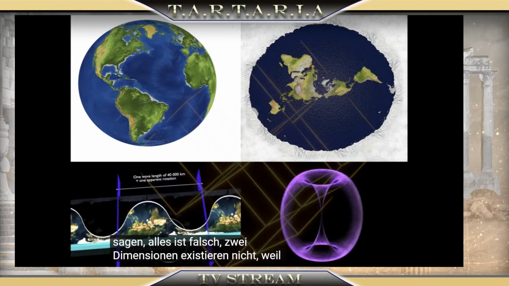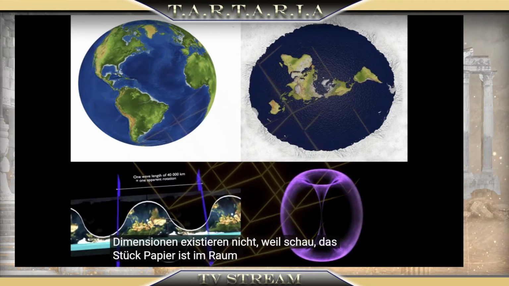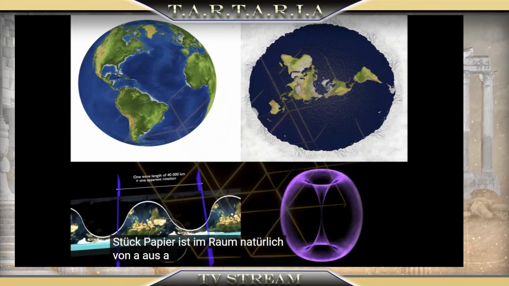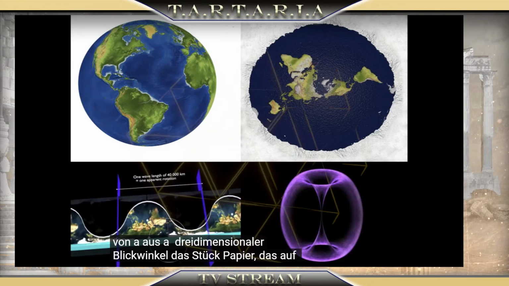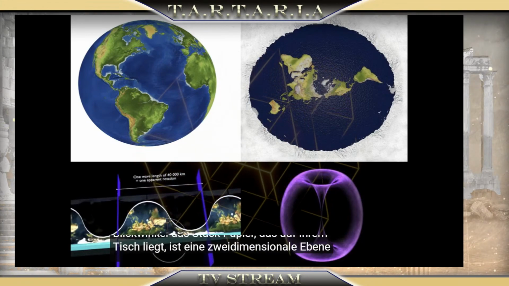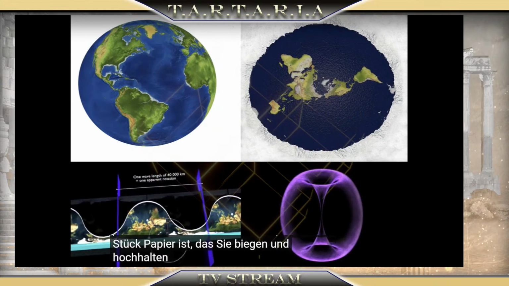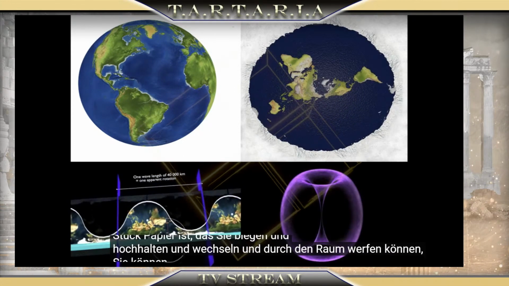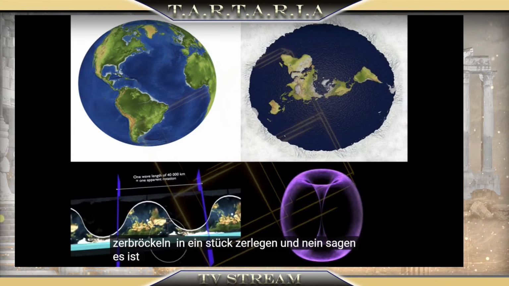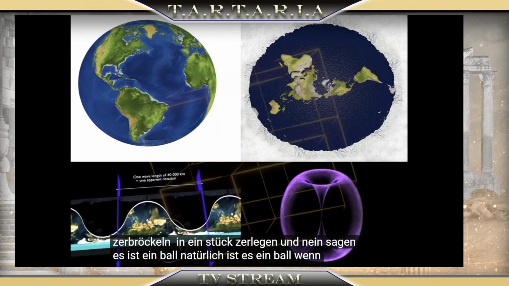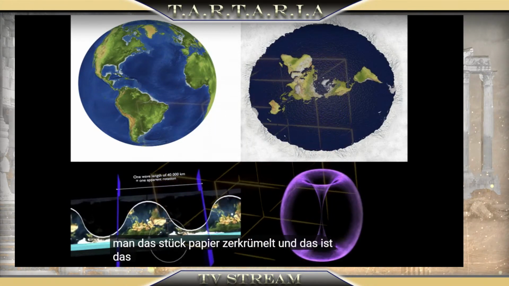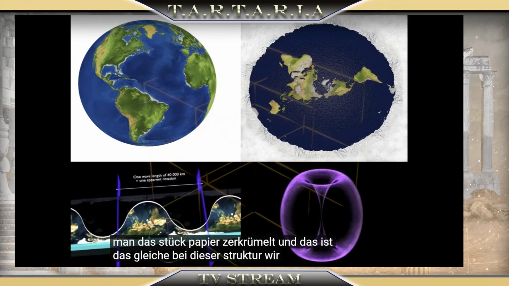Two dimensions don't exist because, look, the piece of paper is in space. Of course, from a third-dimensional point of view, a piece of paper lying on your table is a two-dimensional plane, but then again, it's not, because it's a piece of paper you can bend and hold up and change and throw through the room, and you can crumble it up into a piece and say, no, it's a ball. Of course it's a ball if you crumble up the piece of paper. And that's the same with this structure we're talking about.